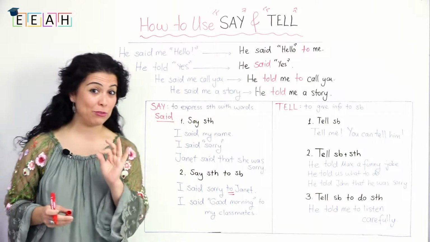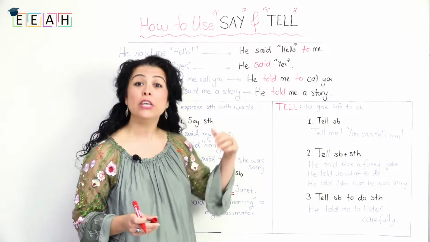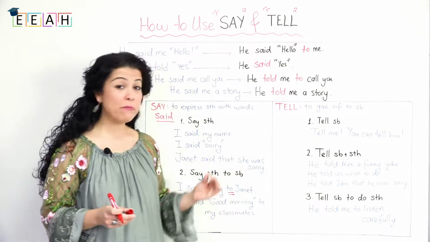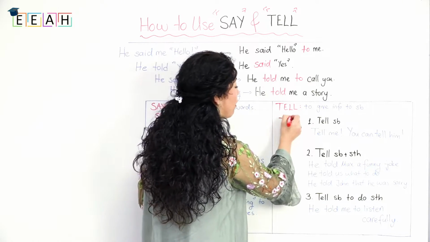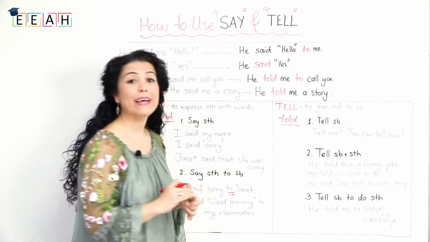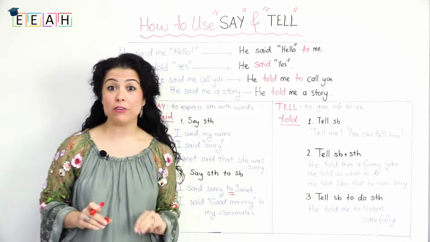Now, it's time to look at the verb tell. It means to give information to someone. To give information to a person. And the past form of tell is told. And this one is also irregular, right? We can use it in three different ways.